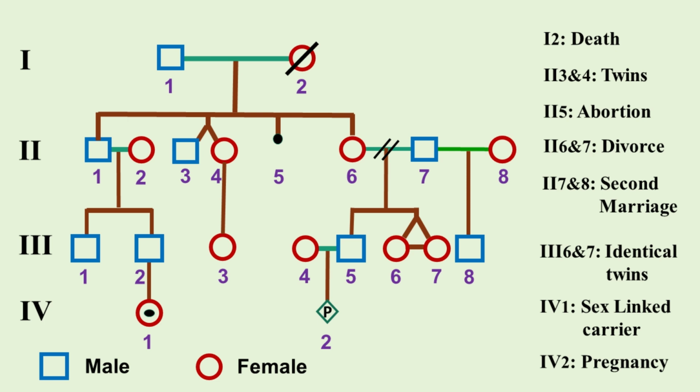She got divorced, we are talking about II6, and her husband remarried and has a boy, III8, with his second wife. So this boy, III8, is individuals III5, 6, and 7 stepbrother. And individuals II4 and 5 are expecting a baby.